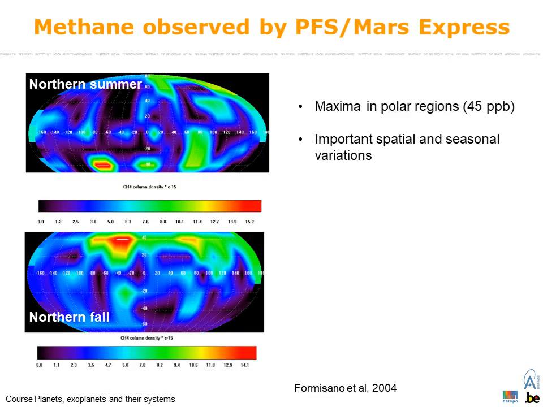These plots summarize the early observations done by PFS on board Mars Express, showing that on the contrary, maxima of abundance were found at the poles. One thing is common to all those observations: they are highly variable, both in space and time.